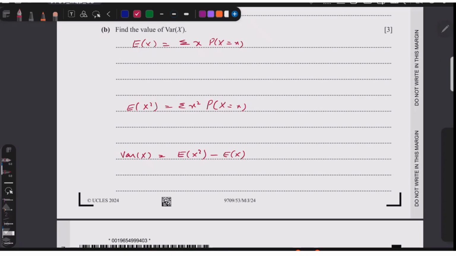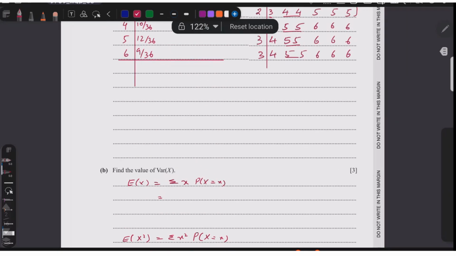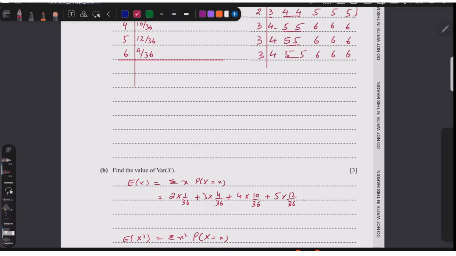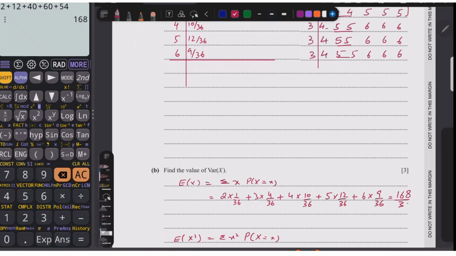Next we need to find the variance of x, and this is the formula for the variance, which involves E of x squared minus E of x all squared. Okay, let's find the expected value of x. Expected value of x means we multiply x, which is 2, with its probability, which is 1 over 36, plus 3 multiplied by 4 over 36, plus 4 multiplied by 10 over 36, 5 multiplied by 12 over 36, and finally 6 is repeating 9 times, so 6 is multiplied with its probability. When you take the sum of all these, it would be 168 over 36.